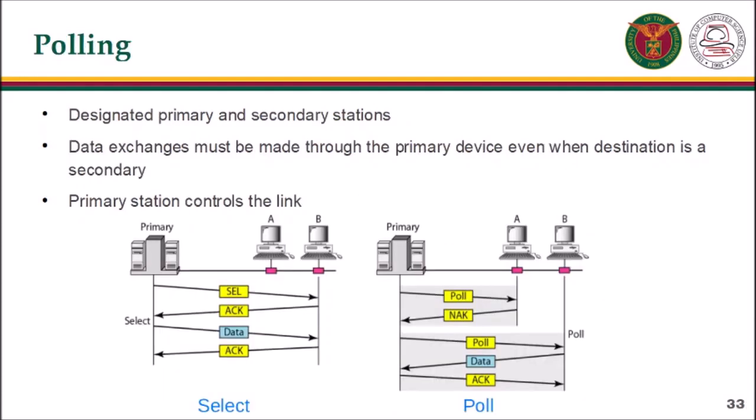Polling works with topologies in which one device is designated as a primary station and the other devices are secondary stations. All data exchanges must be made through the primary device even when the ultimate destination is a secondary device. The primary device controls the link. The secondary devices follow its instruction. It is up to the primary device to determine which device is allowed to use a channel at a given time. The primary device is always the initiator of a session. This method uses poll and select functions to prevent collisions. However, the drawback is if the primary station fails, the system goes down.